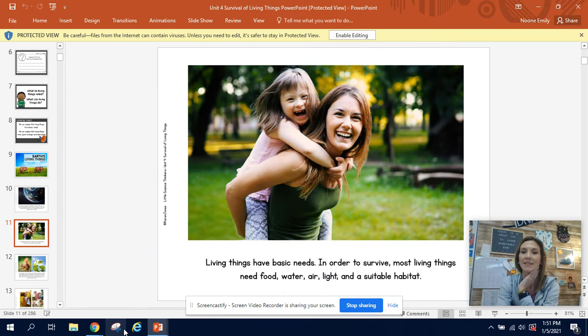Living things have basic needs. In order to survive, most living things need food, water, air, light, and a habitat. That means a place to live.